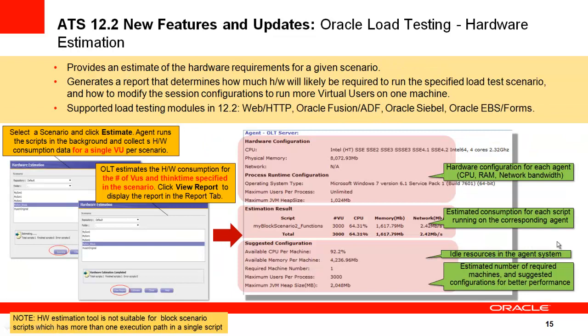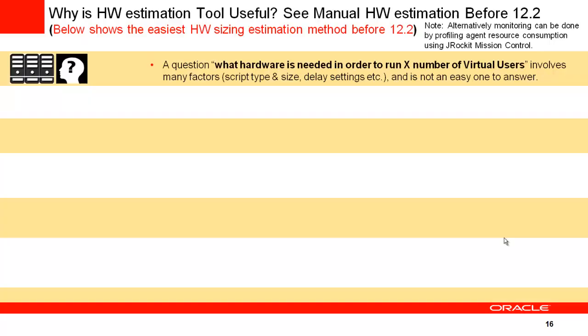The next feature we have is the OLT hardware estimation. This feature will give you an estimation of what hardware you need to prepare based on a specific scenario in order to run X number of virtual users without running the real load test. Before talking about this feature, let me show you the traditional way of doing the hardware estimation, just for comparison purposes.